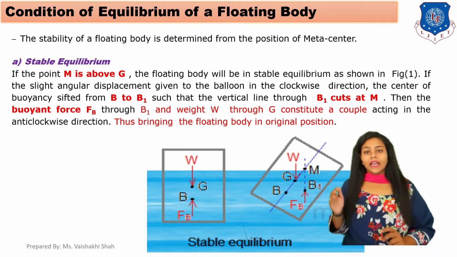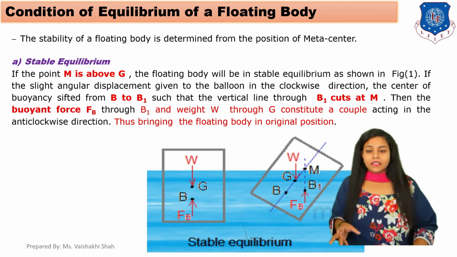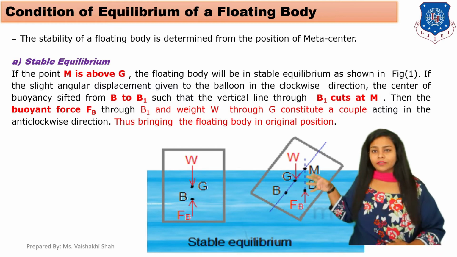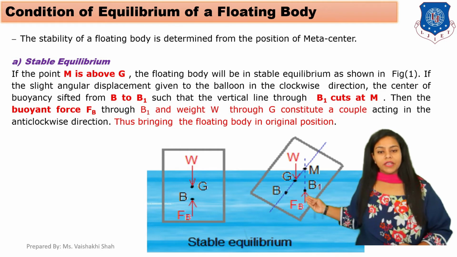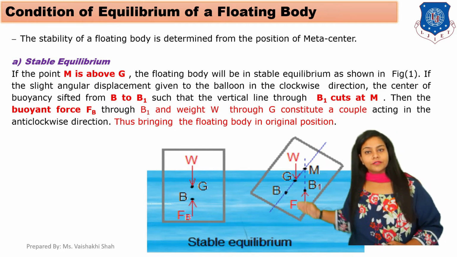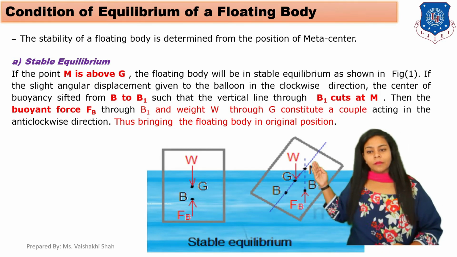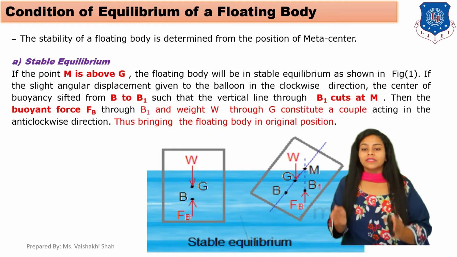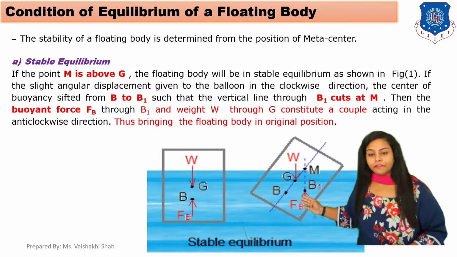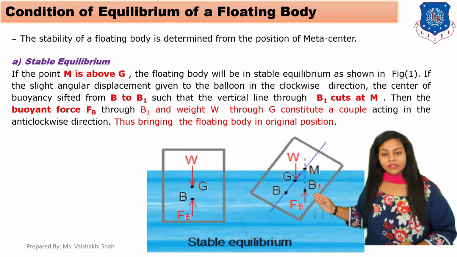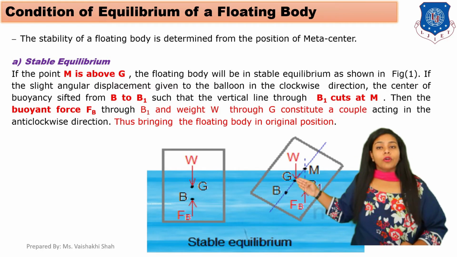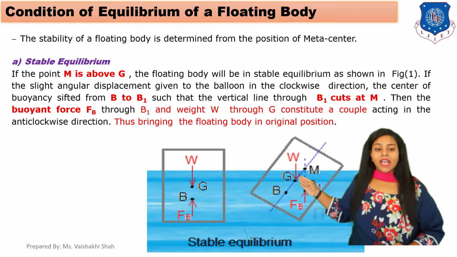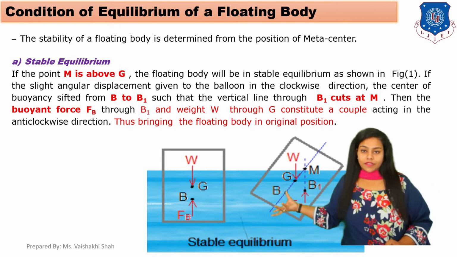Okay. If a slight displacement is given to this body in the clockwise direction, the center of buoyancy shifts from B to B1, such that the vertical line through B1 cuts the point M, where M is your metacenter. Then the buoyant force Fb through B1 and the weight W through point G form a couple which acts in the anti-clockwise direction.